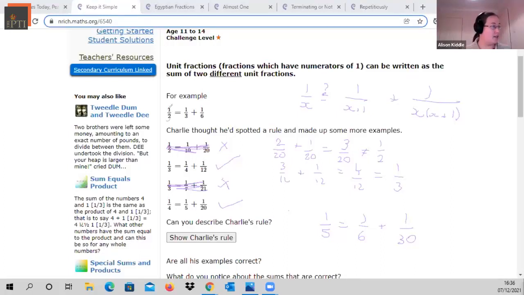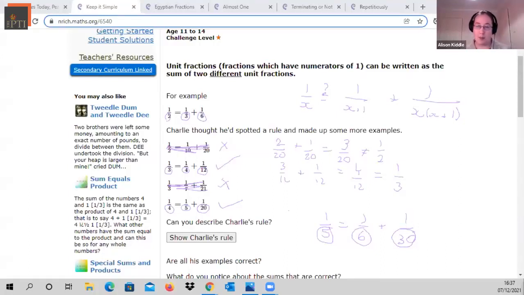So we had the 2 and the 3, so the 3 is 1 more than 2, and then the 6 is the product of 2 times 3. We've got 3, 4 is 1 more than 3, 12 is 4 times 3. 4, 5 is 1 more than 4, 20 is 4 times 5, and then 5, 6 is 1 more than 5, and 30 is 5 times 6.